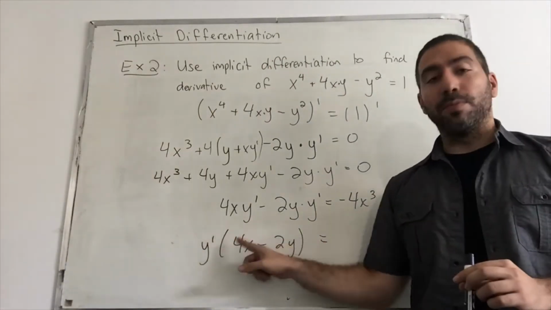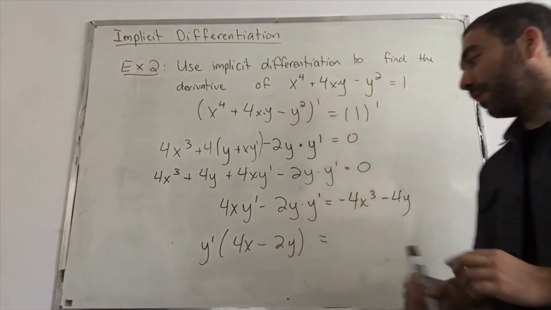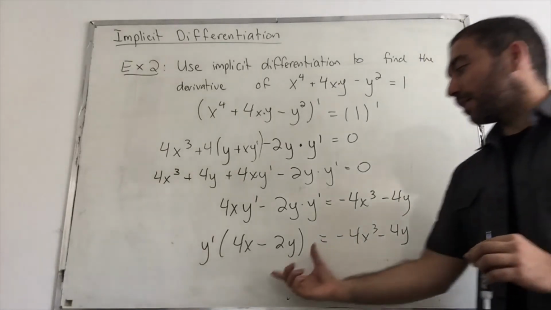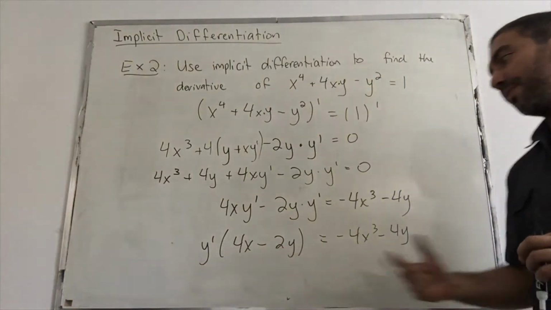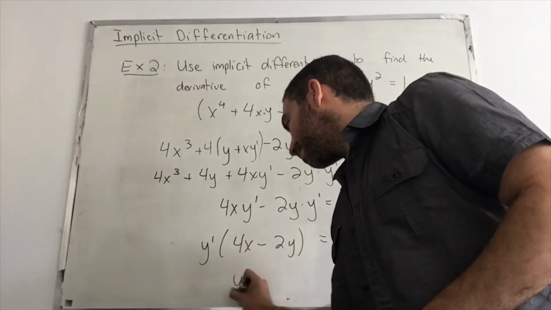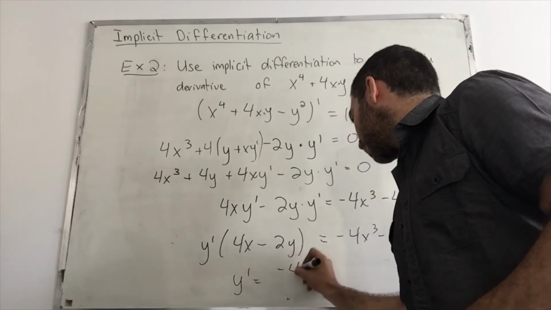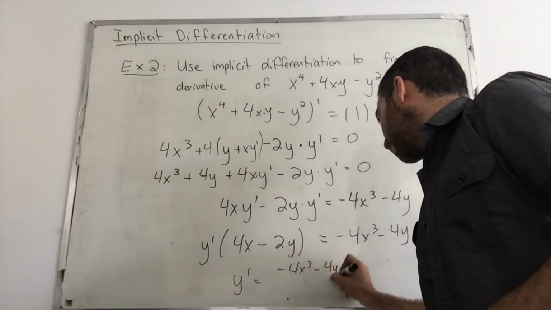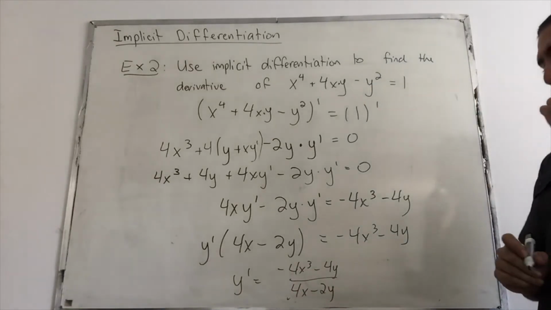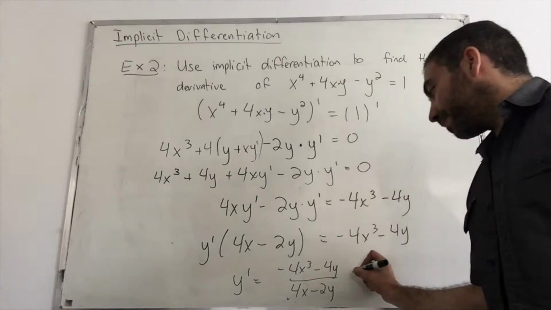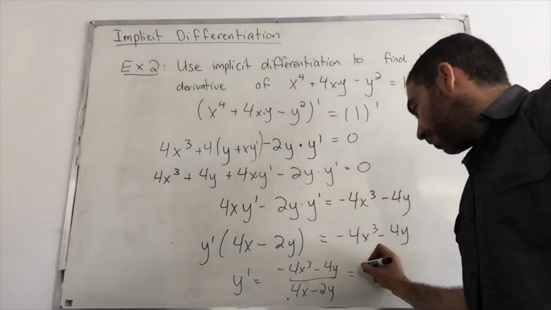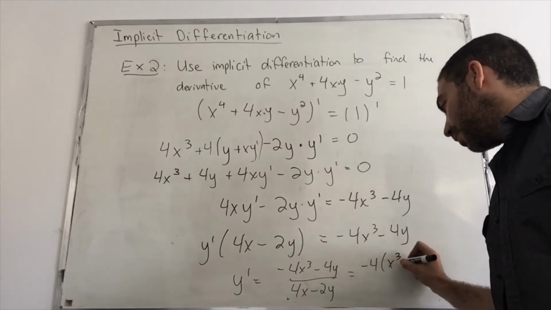If you don't believe me, distribute back the y prime and see if it matches what you started with. We get minus 4x cubed minus 4y. And then the last step, to isolate the y prime, we're just going to divide by 4x minus 2y, whatever's left in the bracket. So y prime is equal to negative 4x cubed minus 4y over 4x minus 2y. Okay. And what we could do here is simplify a bit more. On the numerator, we could factor out a negative 4. So if we take out a negative 4, we're left with x cubed plus y.